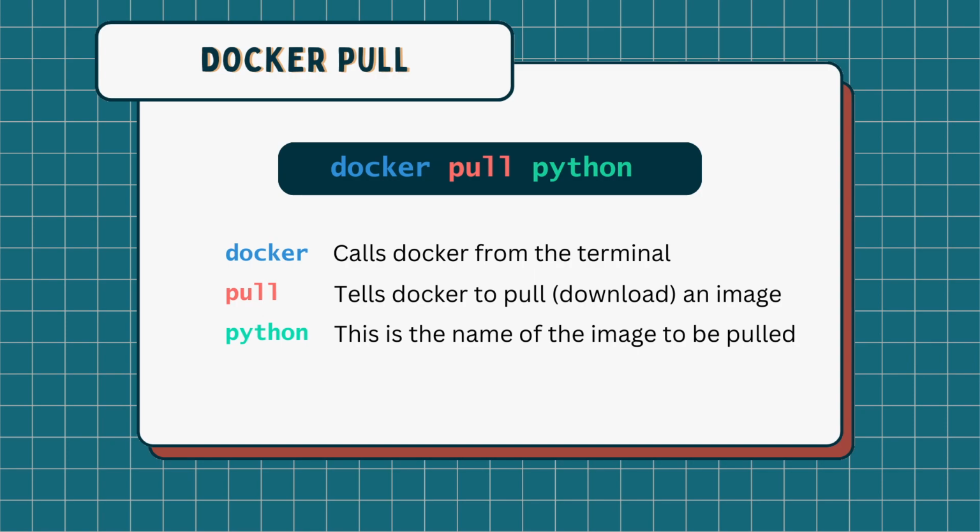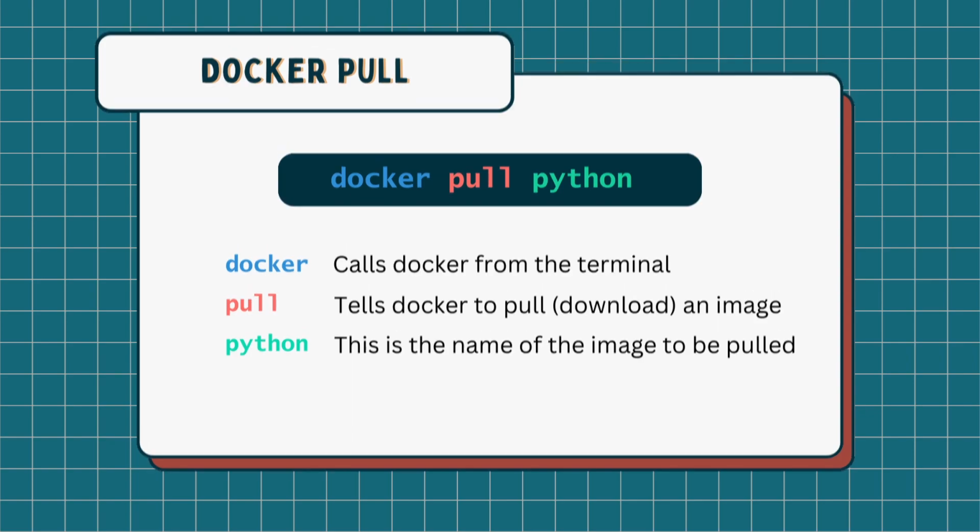Here we have docker pull python. We use docker to call Docker, and we want Docker to do what? We want Docker to pull, which means to grab or download an image from Docker Hub. And which image? Here, Docker will pull the Python image, which is an image that contains the Python interpreter. So now we'll have an image that can run Python scripts or applications.